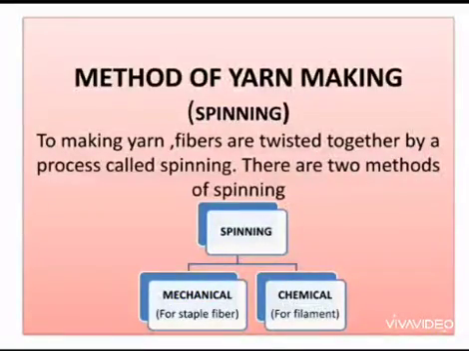Method of yarn making. To make yarn, fibers are twisted together by a process called spinning. There are two methods of spinning: mechanical spinning and chemical spinning. Mechanical spinning may be done using a spindle, spinning wheel and spinning machine.